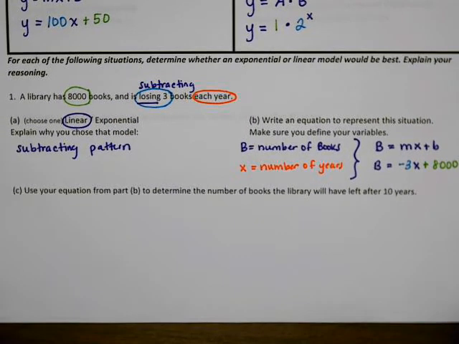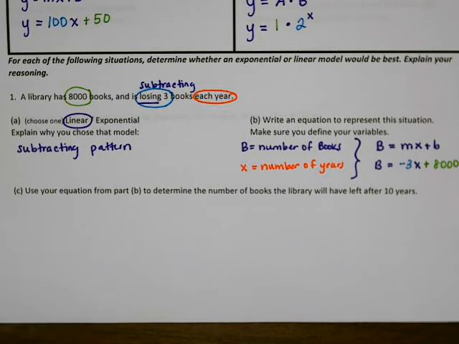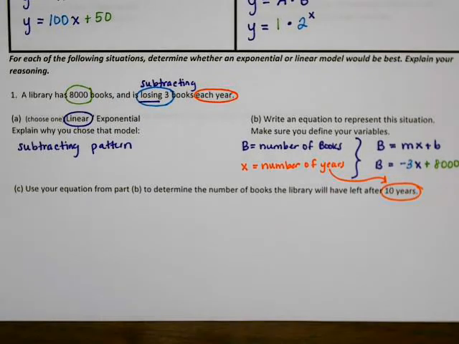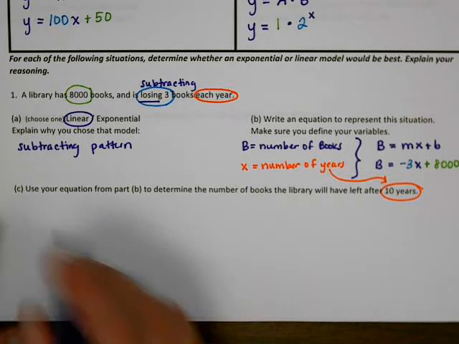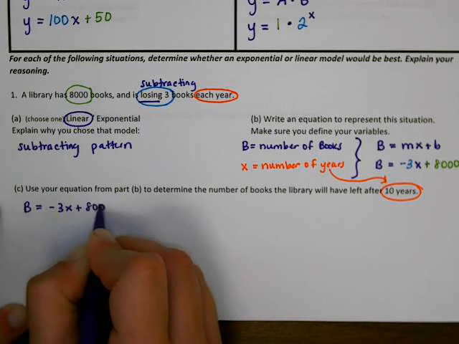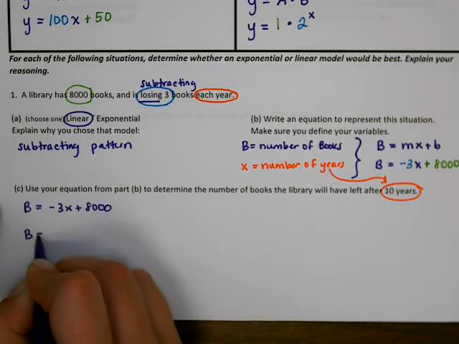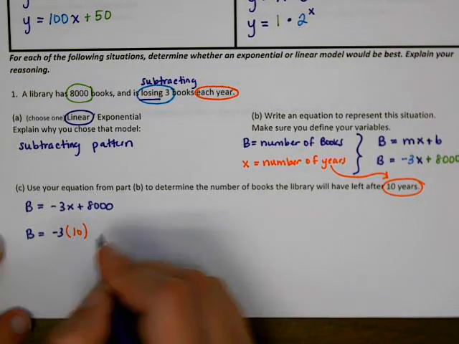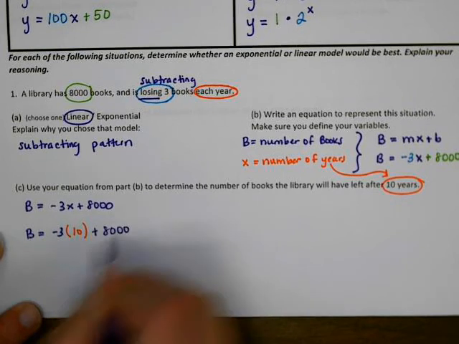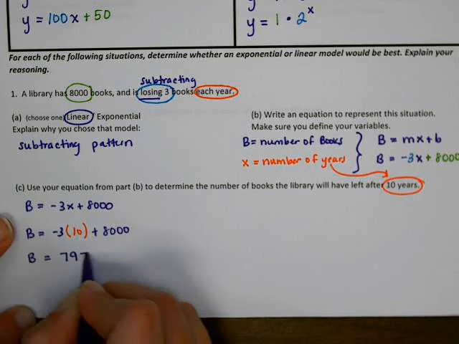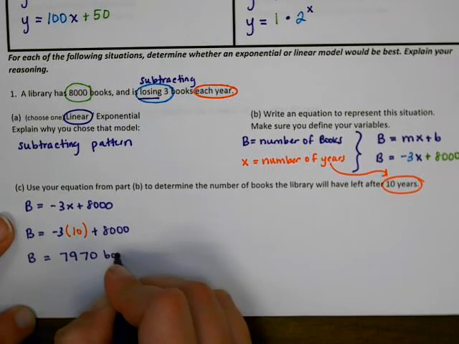Now we're going to use our equation from part B to determine the number of books the library will have left after 10 years. Because this says 10 years, we know that that is an x value in this problem. So what I'm going to do is take this equation, b equals -3x plus 8,000, and plug in 10 for my x, because that's the x I'm being asked to use in this part of the problem. And if I do that, I should get 7,970 books after 10 years.